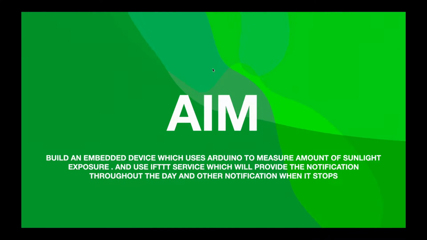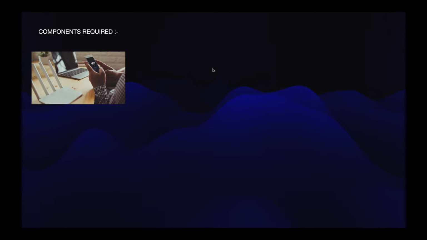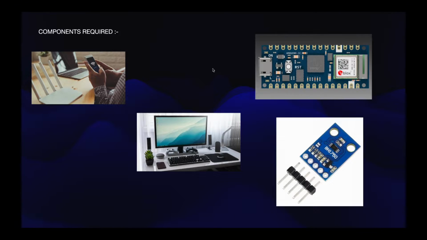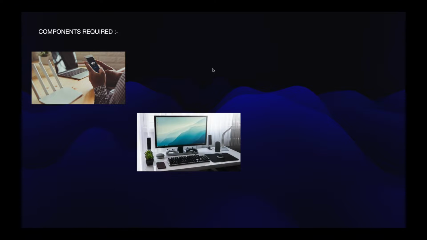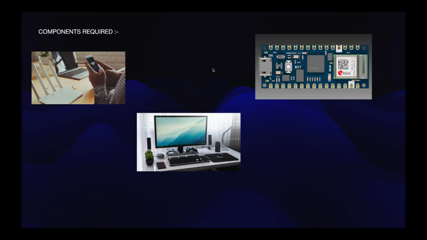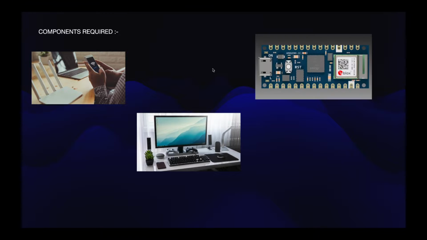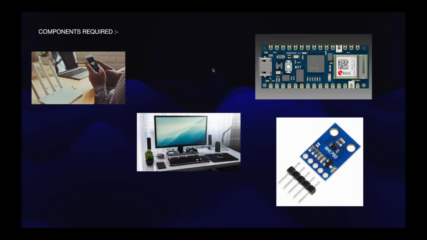sunlight exposure and uses IFTTT to provide the notification throughout the day and the other notification when it stops. Moving on to the components needed. The first thing we need is good connectivity because Arduino can take some time to come online. If you have a good amount of internet or good quality of internet, that would be ideal.